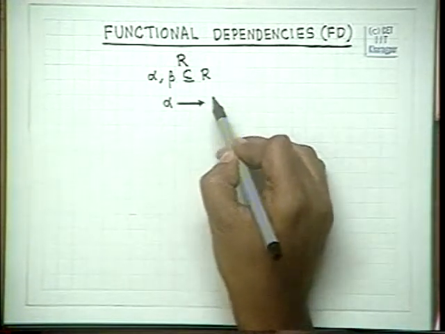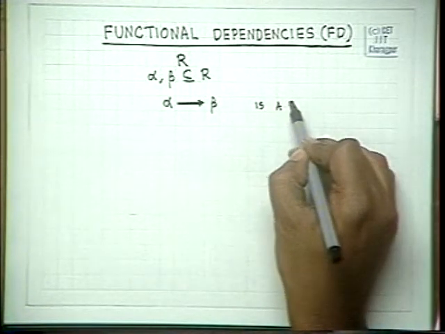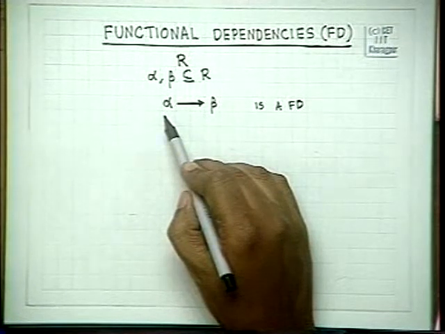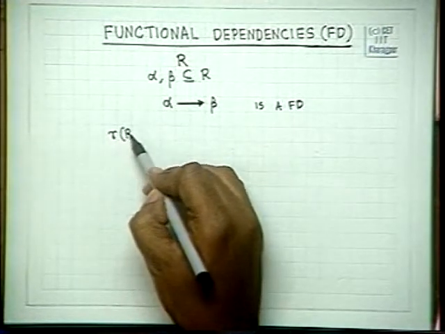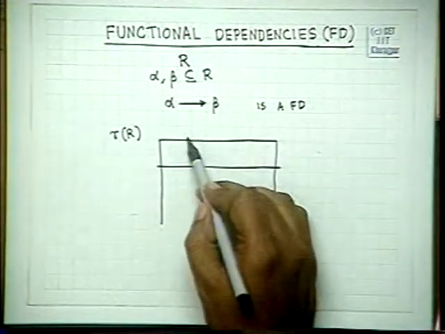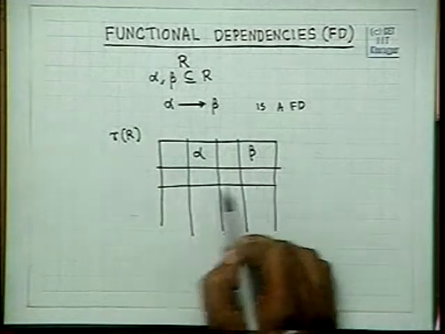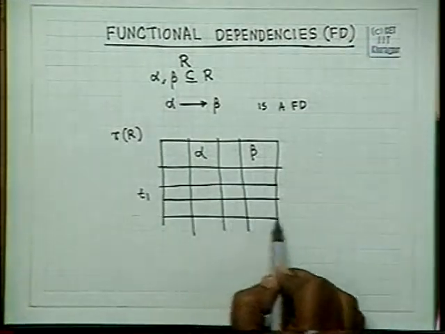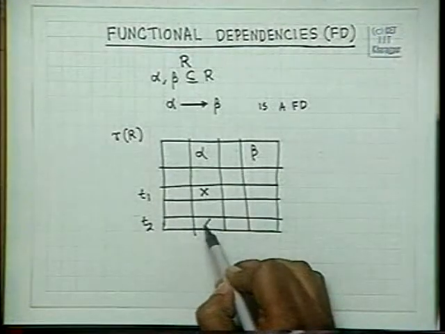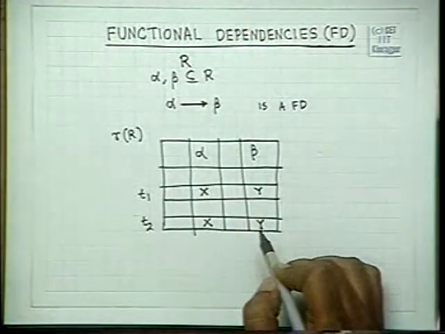alpha to beta is a functional dependency, which means that beta is functionally dependent on alpha. And in any relation of type R, if there are two tuples T1 and T2 such that the alpha part is same, then the beta part must also be same. This is the meaning of a functional dependency.